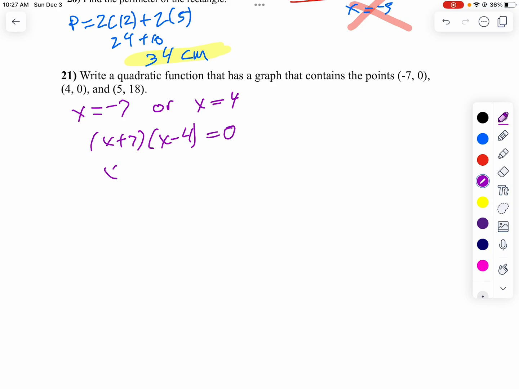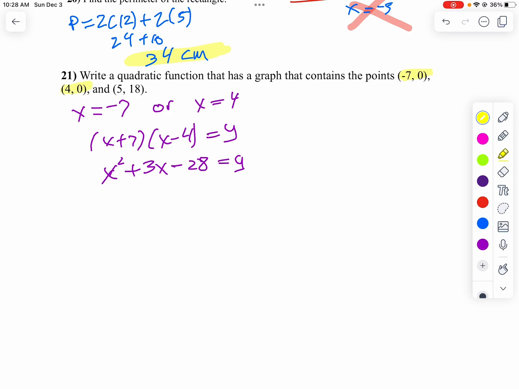So we get x squared, or maybe I should say equals y. Let's do that for now. In this case, y is 0, so that's why I said that. So then we'll get x squared plus 3x minus 28 equals y. Now, that's going to make my quadratic pass through negative 7, 0, and 4, 0, but how do I make it pass through 5, 18?